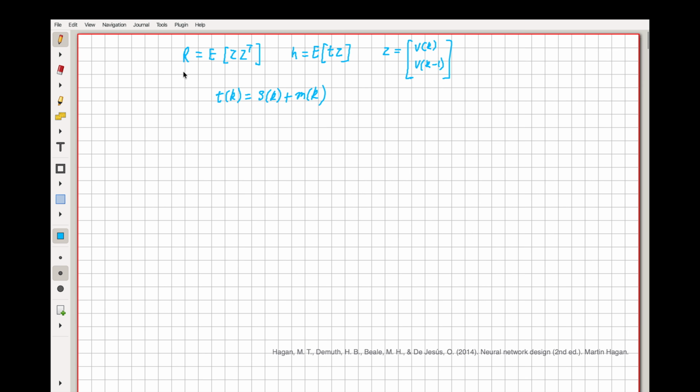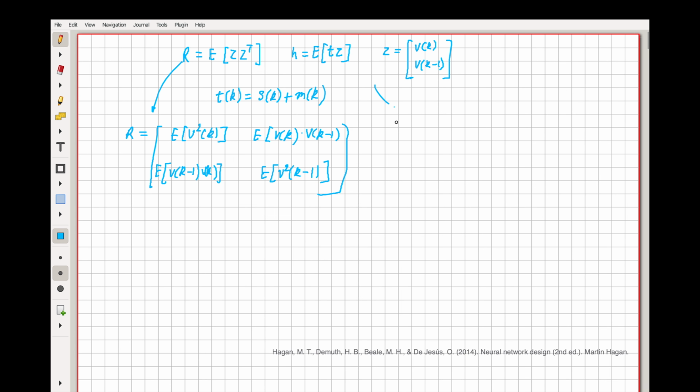Now we can use this to get our R. If we do the dot product, we would get expected value of v squared k, then expected value of v_k v_{k-1}, and then here we have expected value of v_{k-1} v_k, followed by expected value of v squared k minus 1.